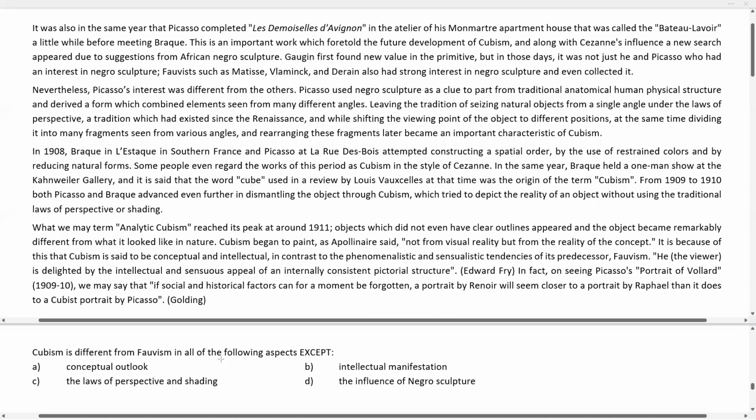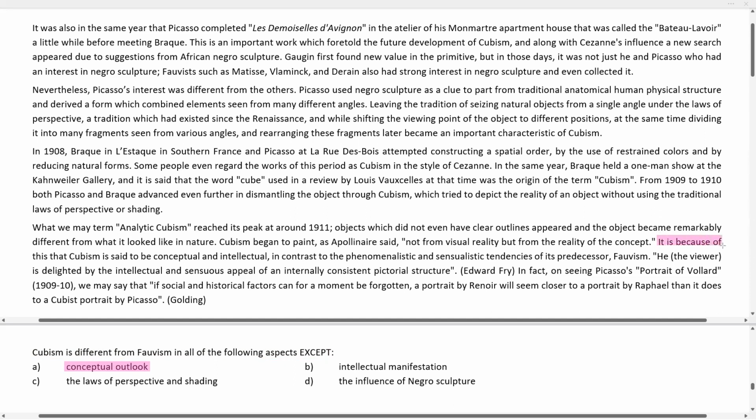Cubism is different from Fauvism in all of the following aspects except. Option A says conceptual outlook. This we can find is an aspect of difference between Cubism and Fauvism. Now, the aspect of the difference is mentioned in the last paragraph, the fourth paragraph.